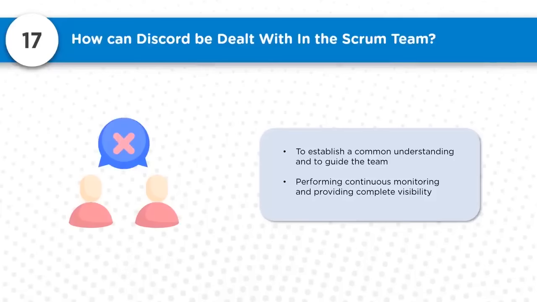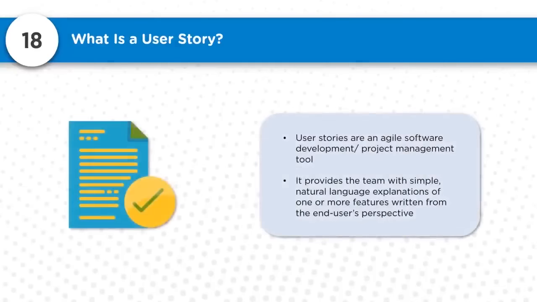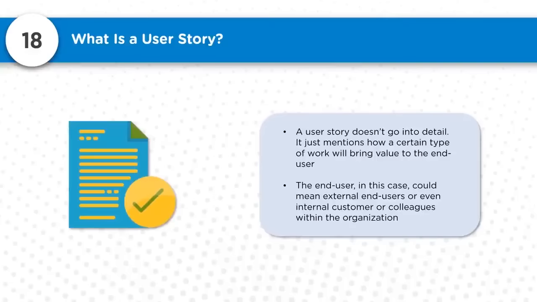Performing continuous monitoring and providing complete visibility. Very, very important. The next question, what is a user story? User stories are an agile software development project management tool. It provides the team with simple natural language explanations of one or more features written from the end user's perspective.